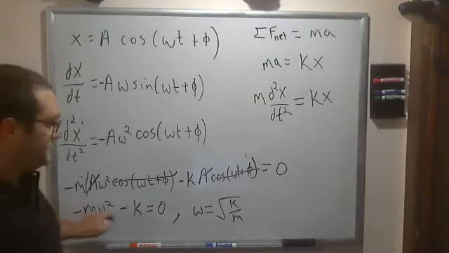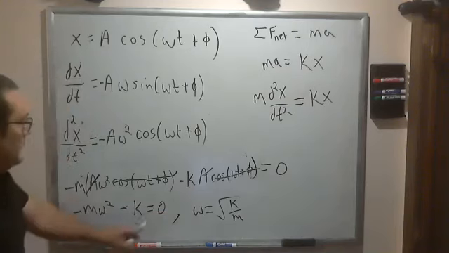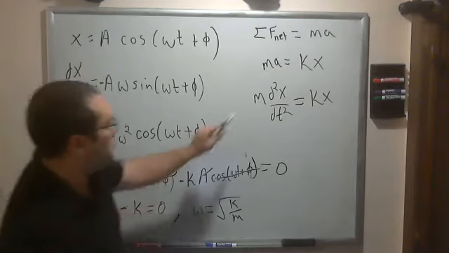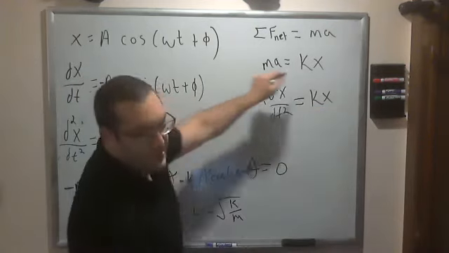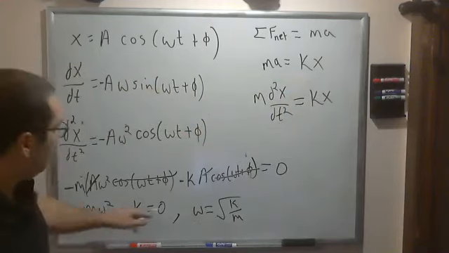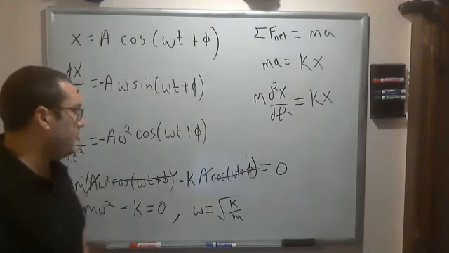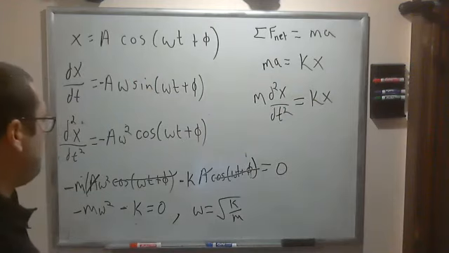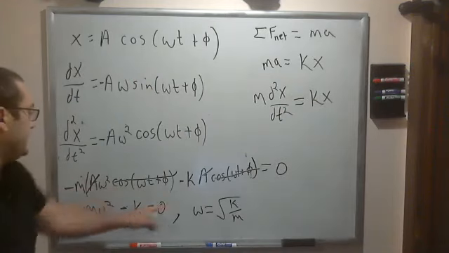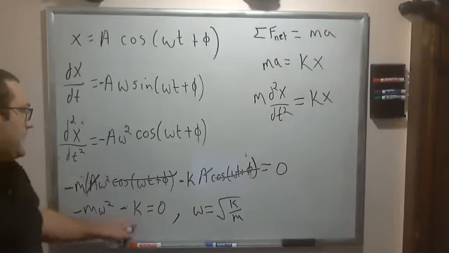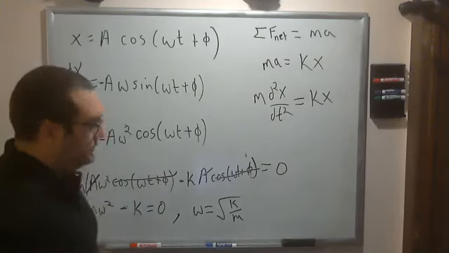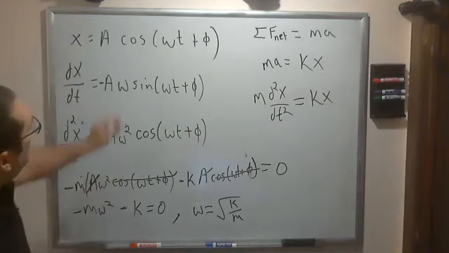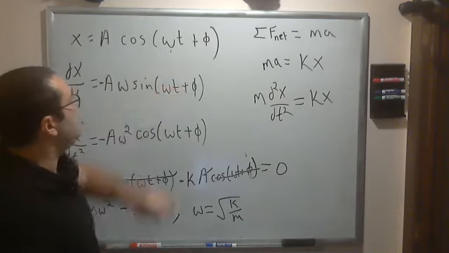So you guys see this? This will satisfy that differential equation over here when omega is equal to the square root of k over m. We plug it in, we get rid of the m's, it's k minus k, it solves, right? And if you look at this function, let's see what omega tells us.